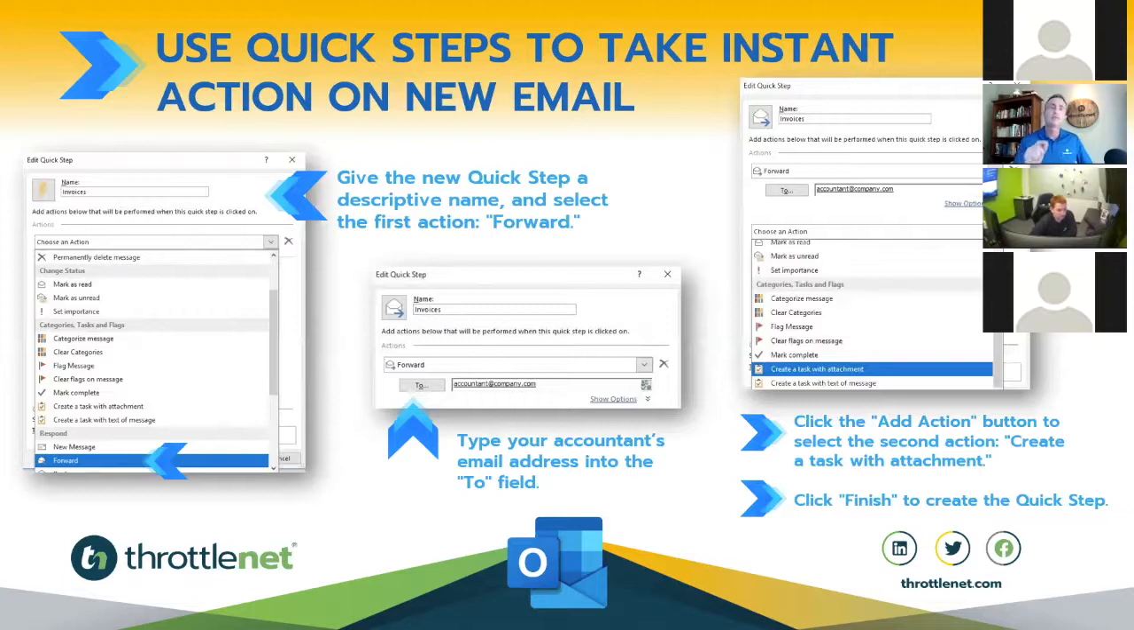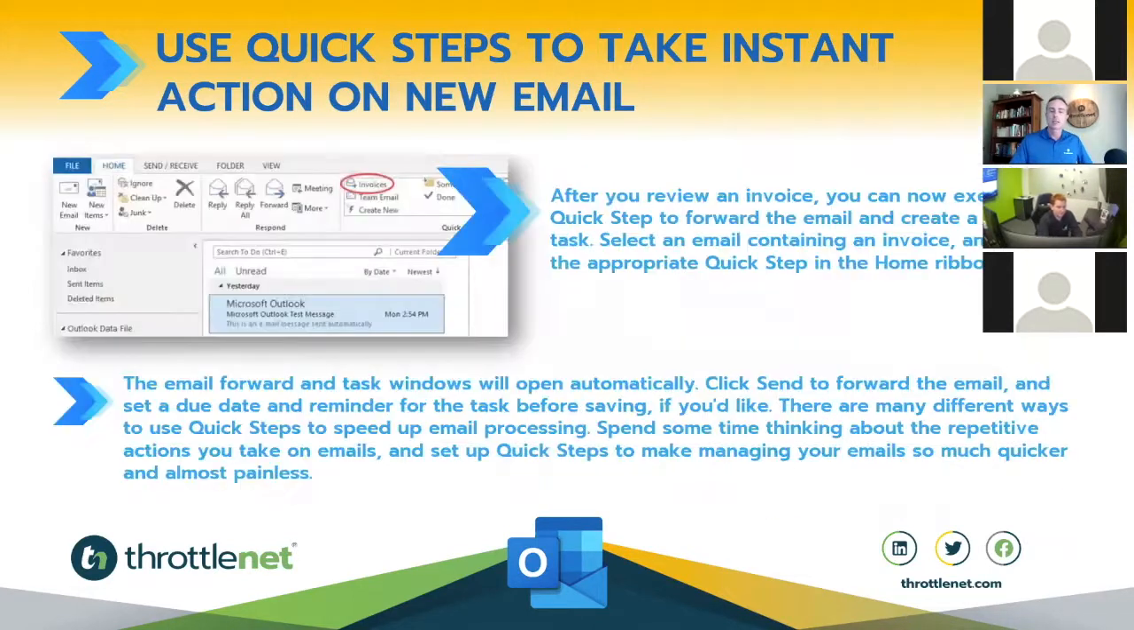You're going to type in the email address of the individual you want that to then forward to, and then you're going to click an additional Add Action button to create that second action, I should say, which is to create a task with attachment. Then you're going to click Finish to wrap up that quick step. Now, after you review the invoice, you can now execute the quick step to forward the email, create the reminder task, select an email containing an invoice, et cetera.